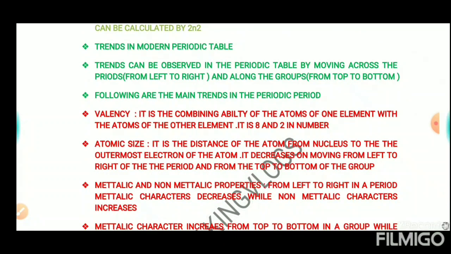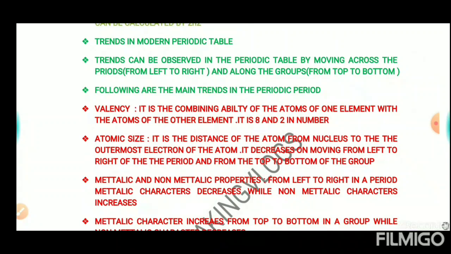Now let us study the trends in the modern periodic table. Trends can be observed in the periodic table by moving across the periods from left to right and along the groups from top to bottom. Following are the main trends in the periodic table. Valency is the combining ability of the atoms of one element with the atoms of another element. It is 8 and 2 in number. Some elements have a valency of 8 and some elements have a valency of 2.